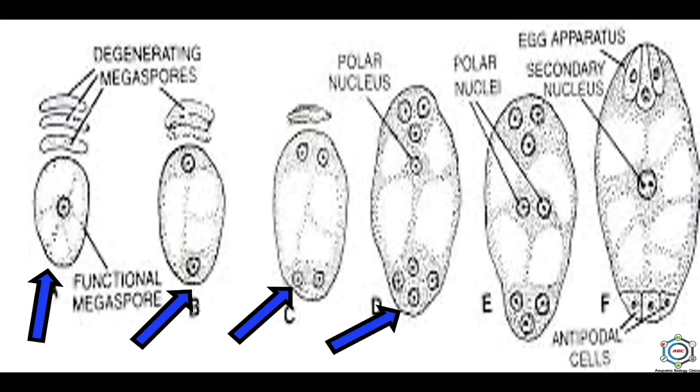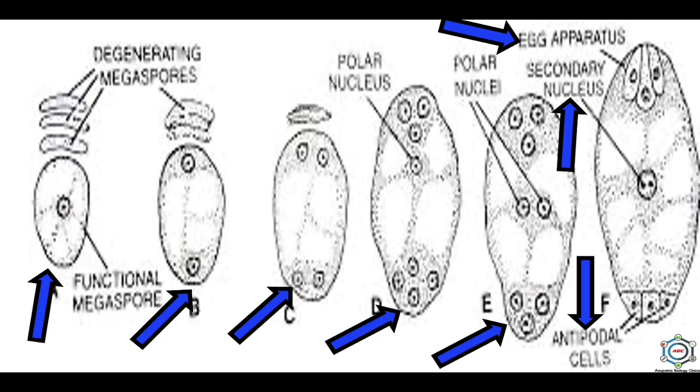Out of the 4 nuclei at the micropylar end, 3 form the egg apparatus, and the remaining one is present in the center. At the chalazal end, here also 3 out of 4 form the antipodal cells, and the 2 remaining, that is one from the chalazal end and one from the micropylar end, come to the center and form polar nuclei, which then fuse to form the secondary nucleus, which you can see in the last picture. So in the last picture, the egg apparatus is present, which is composed of the egg cell and 2 synergids, the antipodal cells are composed of 3 antipodal cells, and in the center the secondary nucleus is present. So this is the complete megasporogenesis.